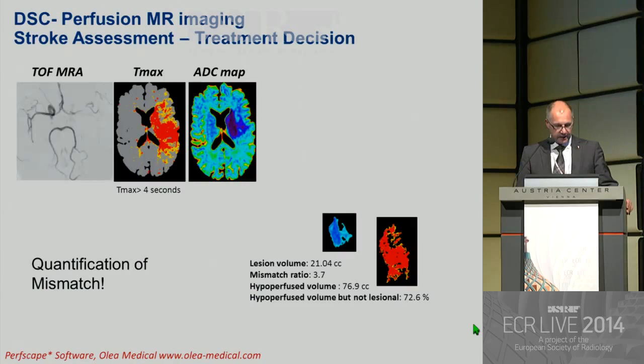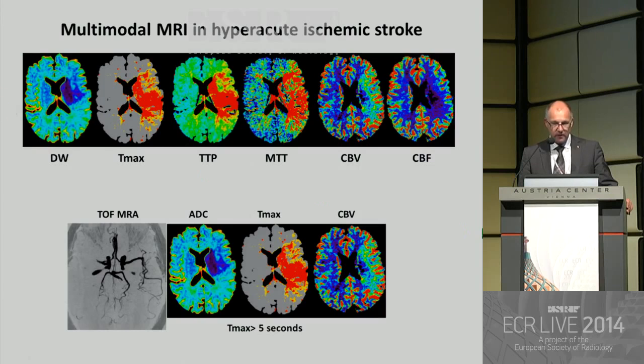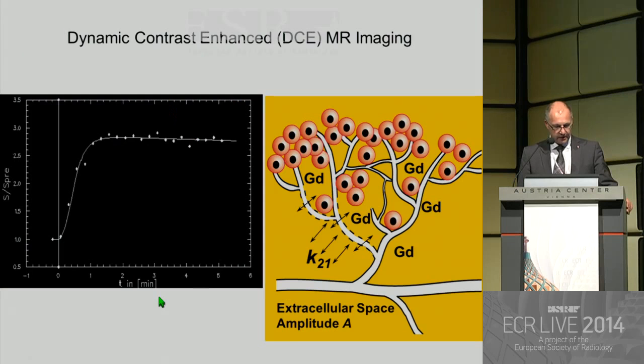With the software tools that are available today, we can even quantify the volume of the mismatch quite easily. It's only a few steps, a few clicks, and you can quantify the mismatch for better immediate treatment decision. It can be done within a few seconds. You have, within a few clicks, all the parameters that you need available to make that clinical decision.